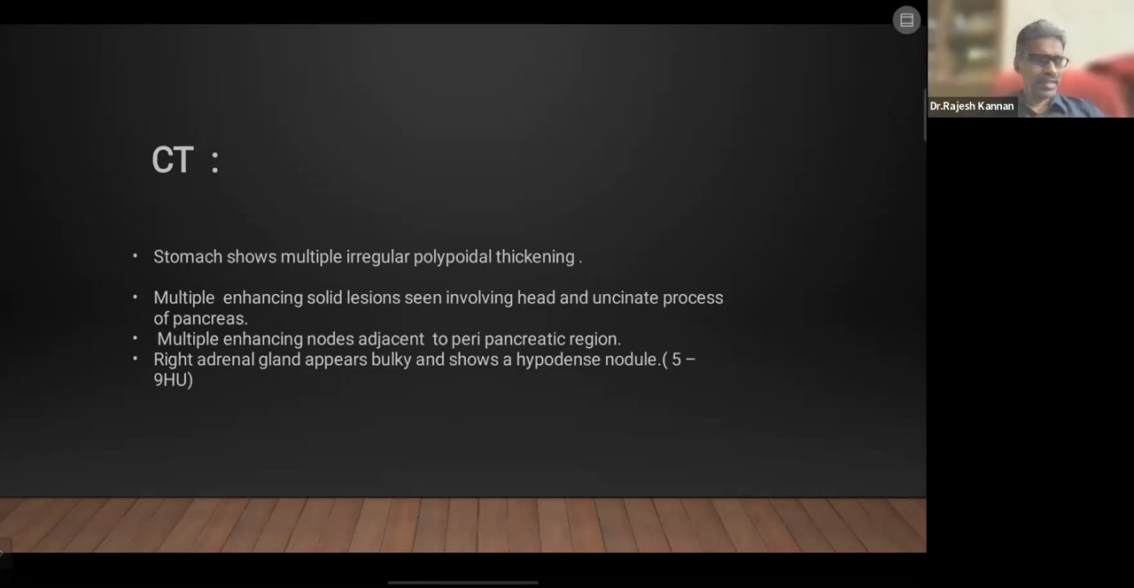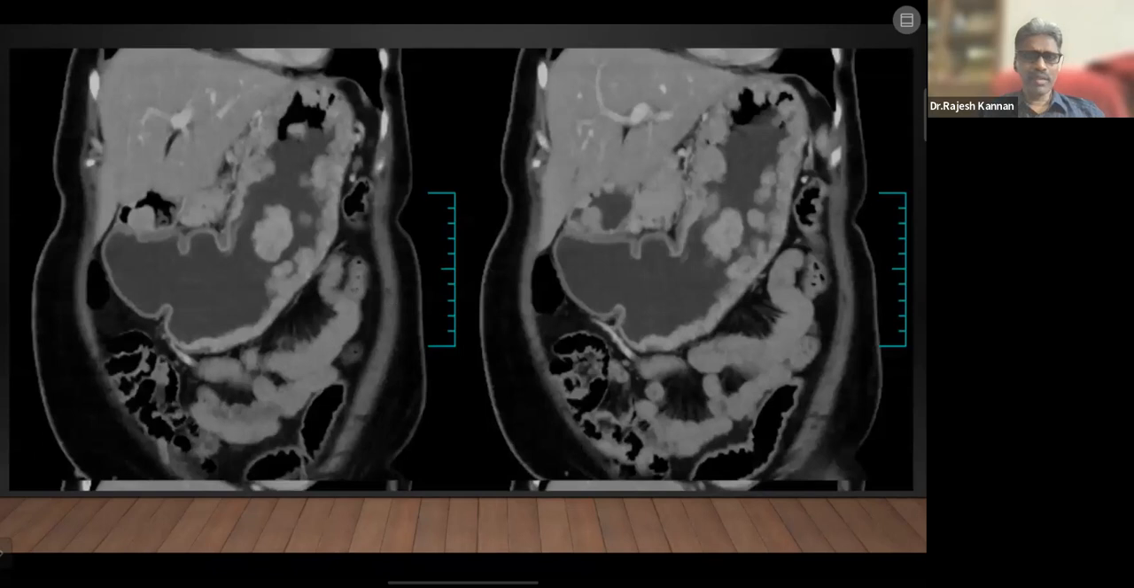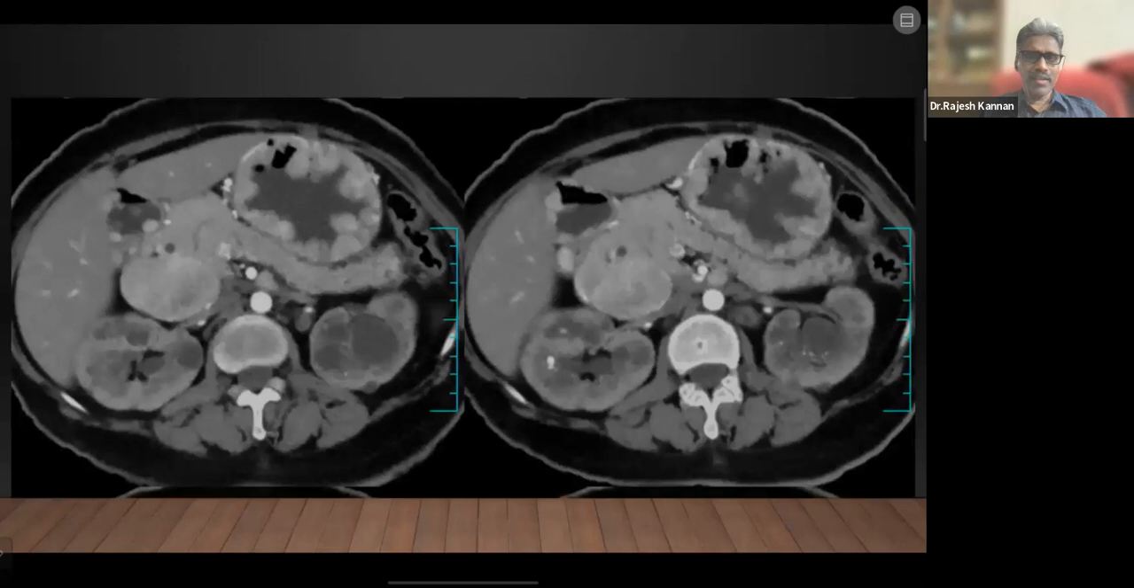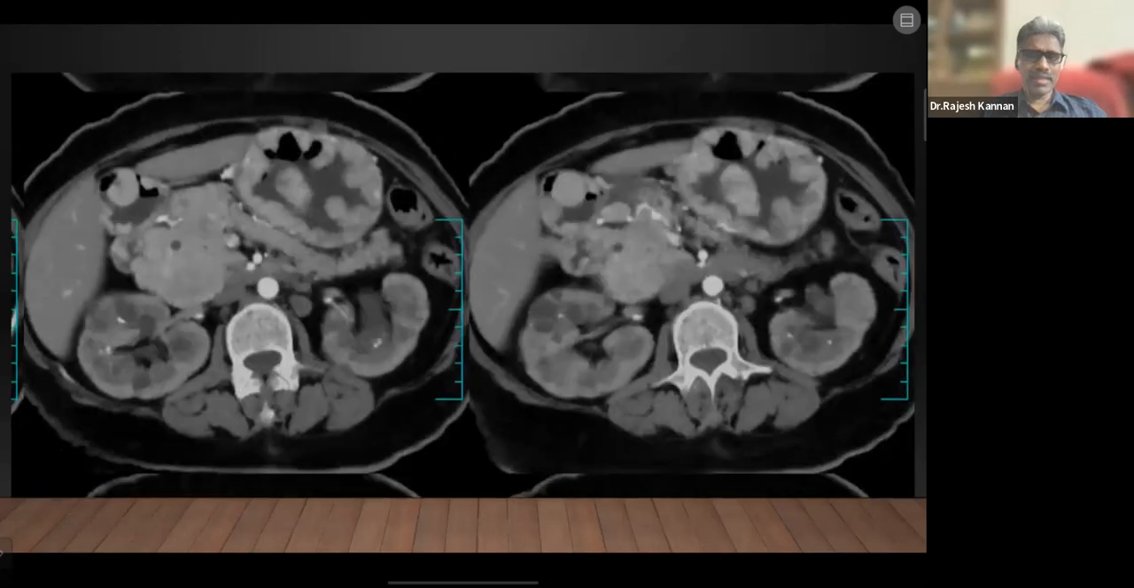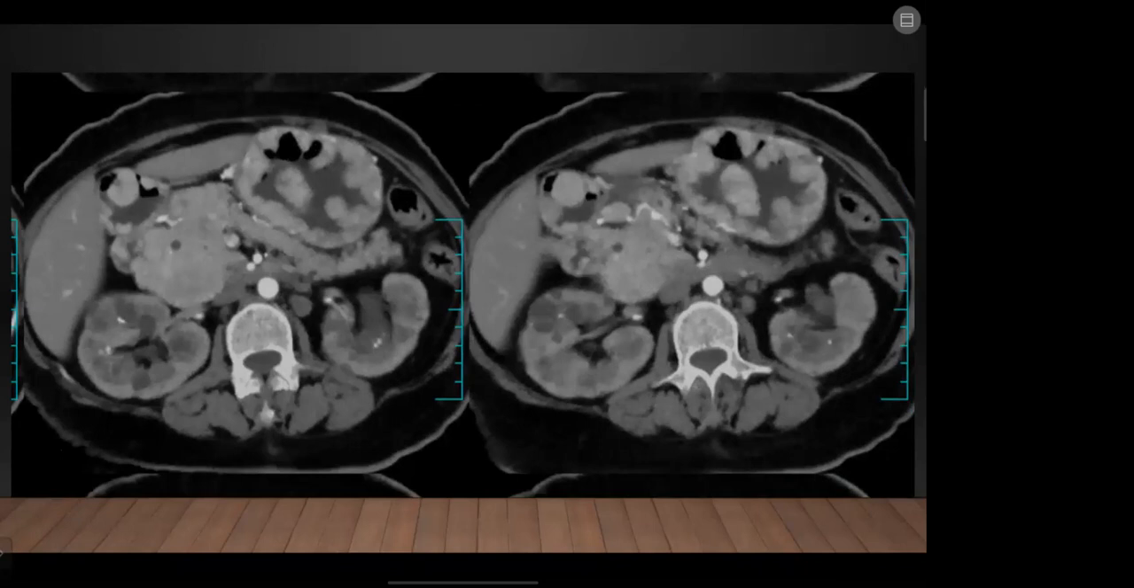Can you go back? Someone is saying why it's not a lymphoma. Previous slide, sir. Can you explain why this is not a lymphoma? The lymphoma will be more diffuse. There will be more infiltration, more wall thickening. Also, sir, lymph nodes will be involved diffusely till below the renal hila.